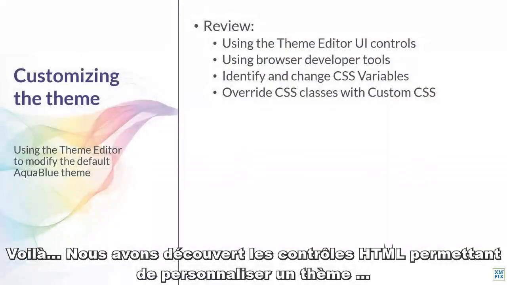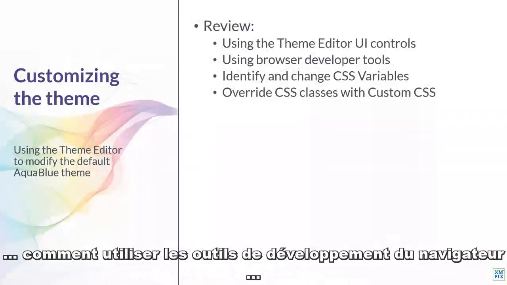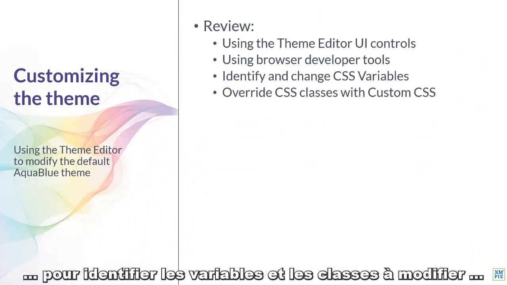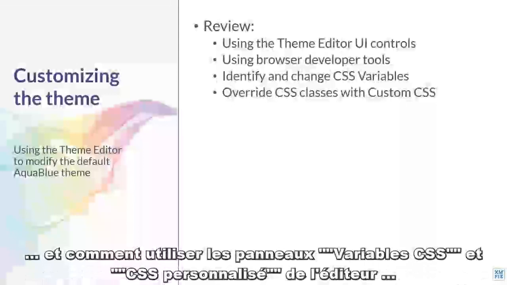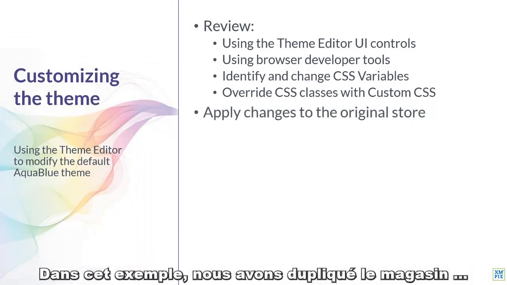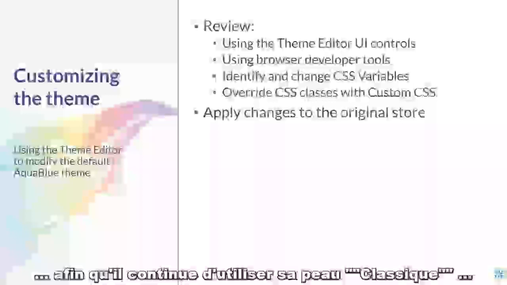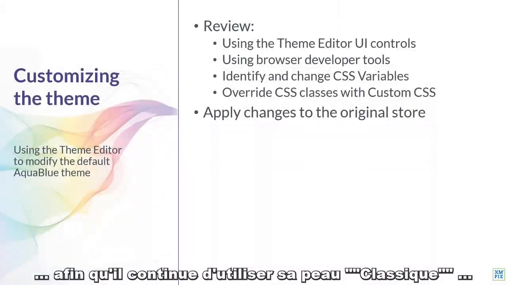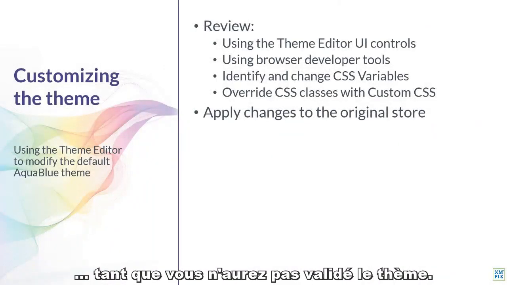So this has been a quick look at using the HTML controls provided to customize the theme, how to use the browser development tools to identify which CSS variables and classes you want to modify, and how to use the CSS variables and custom CSS areas in the theme editor to make adjustments to the default aqua blue theme for each individual store. In this example, we started by duplicating the store so that the old legacy store skin is being used until you have checked the store with the new theme and theme customization.